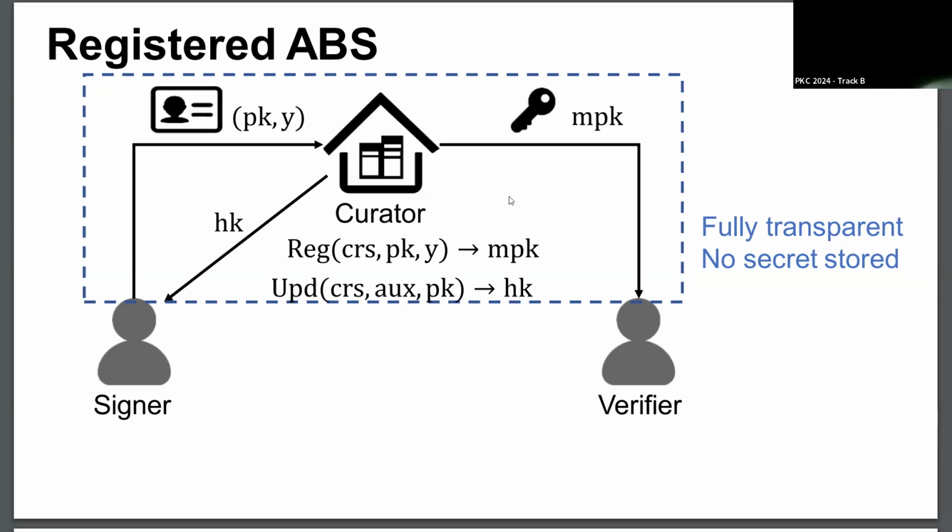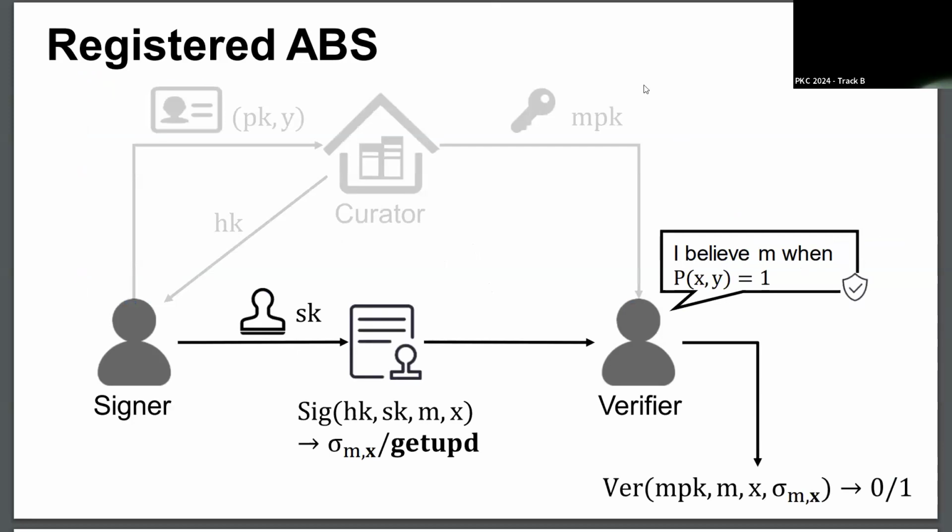So in registered ABS, there is no MSK, and all secret keys are generated locally by the signer. There is no worry about the fiasco problem. The rest of the procedures about signing and verifying are just similar to ABS.